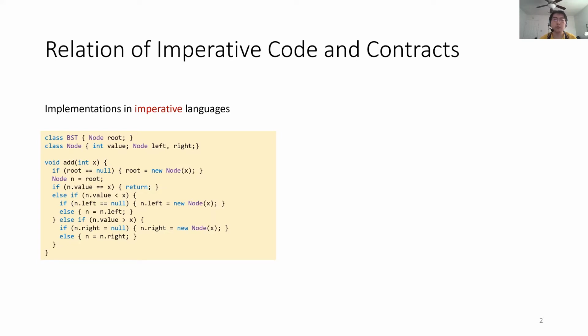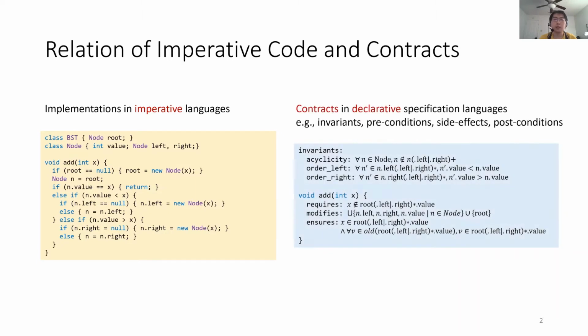To detect and fix the bugs, developers sometimes write contracts in declarative specification languages to specify what a program is expected to do. Here is an example contract for the same program. Again, you don't need to understand the details, but I just want to show that the two programming styles are very different. Developers have mostly used contracts for checking the correctness when executing the imperative implementations.